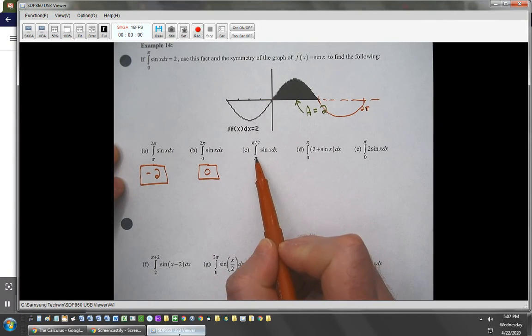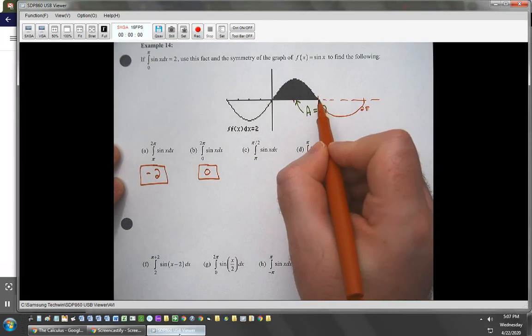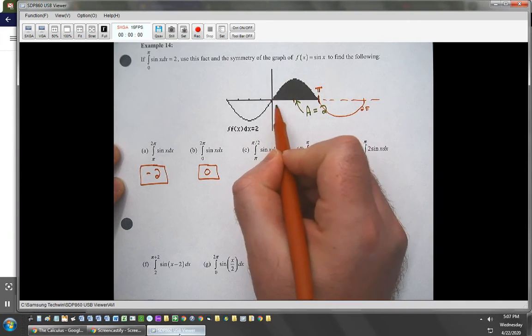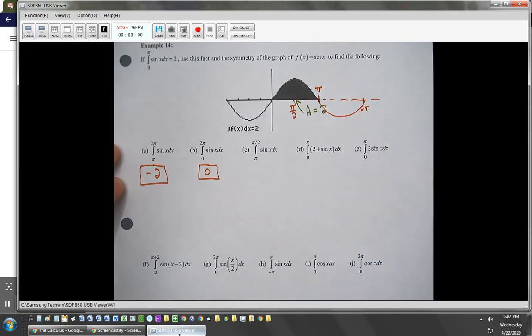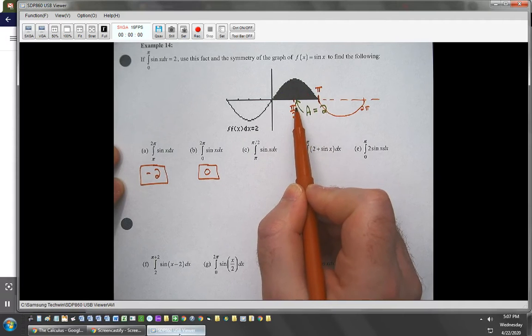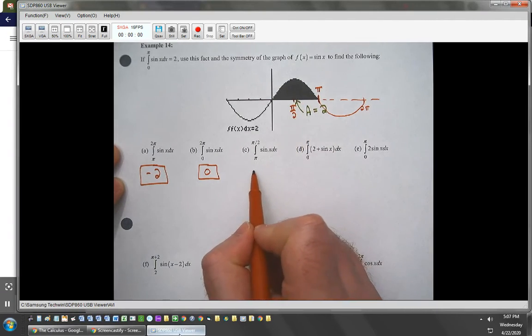Okay, so from pi to pi over 2, so pi is here, right? This is pi. Pi over 2 is back here. Oh, that's backwards, okay? So the area, this whole area is 2, so from here to here is half of that, but we're going in the wrong direction. So that has to be negative 1.